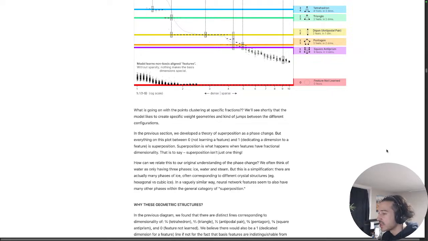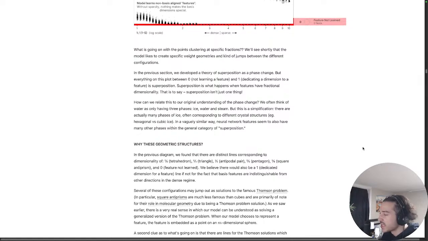How can we relate this to our original understanding of the phase change? We often think of water as only having 3 phases: ice, water, and steam. But this is a simplification. There are actually many phases of ice, often corresponding to different crystal structures, e.g. hexagonal versus cubic ice. In a vaguely similar way, neural network features seem to also have many other phases within the general category of superposition.